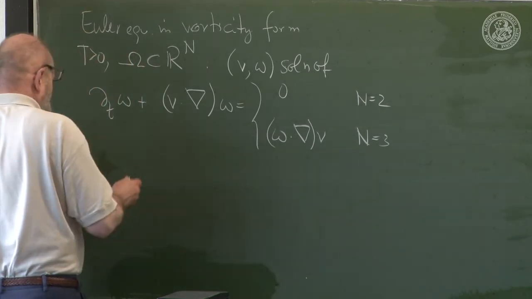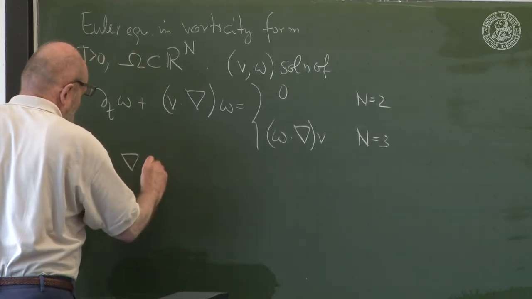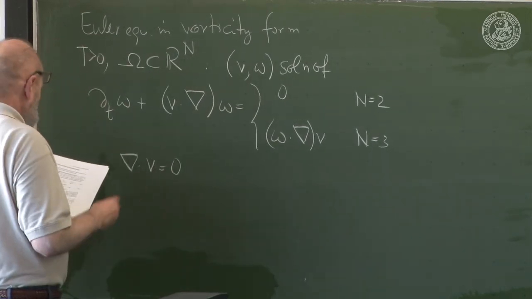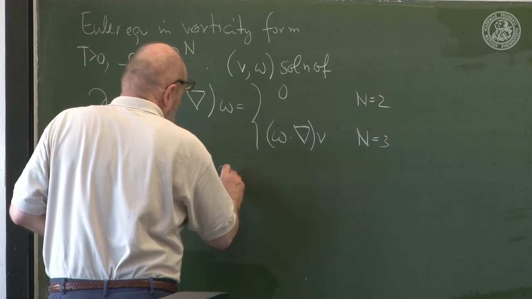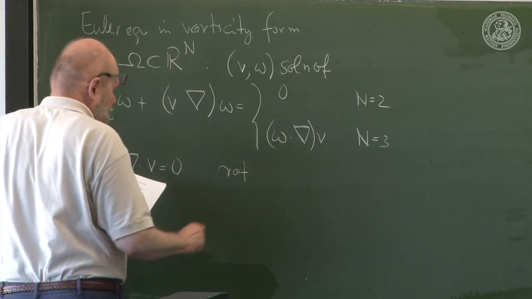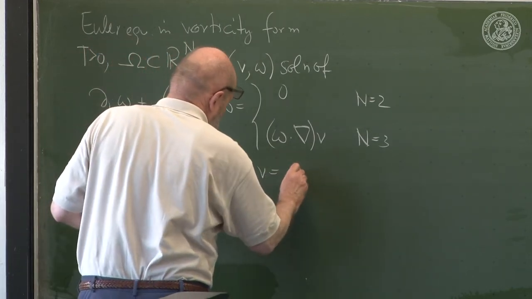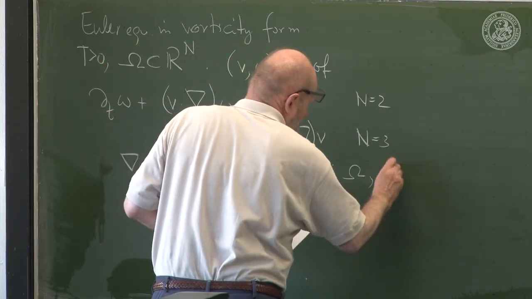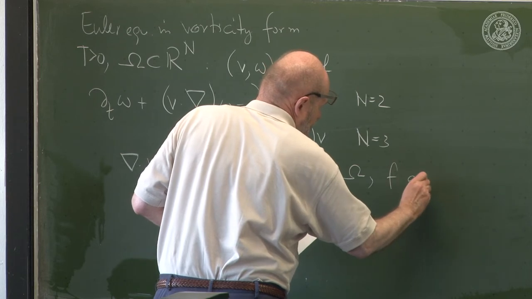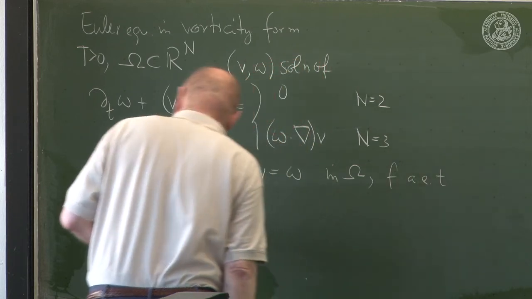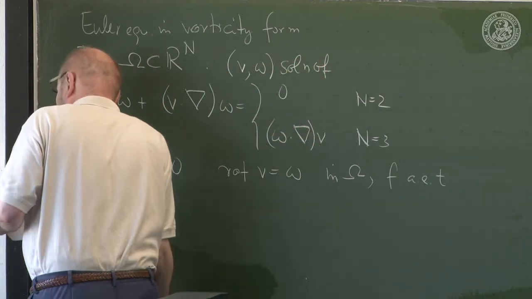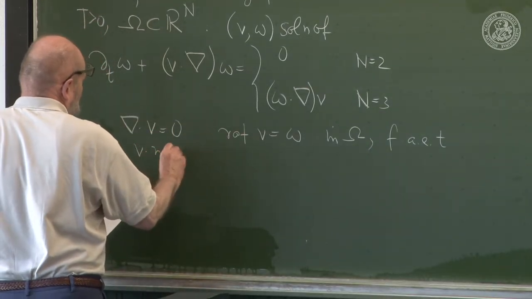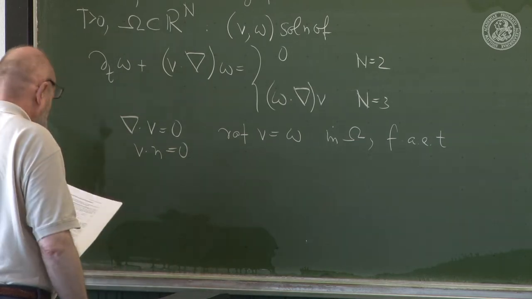Furthermore, we would like to have divergence freeness, and then the relationship between these two should be that the rotation of the V is the omega. This we require in the domain for almost every t. Then we still need the boundary condition. That was the normal boundary condition: the normal component is zero.